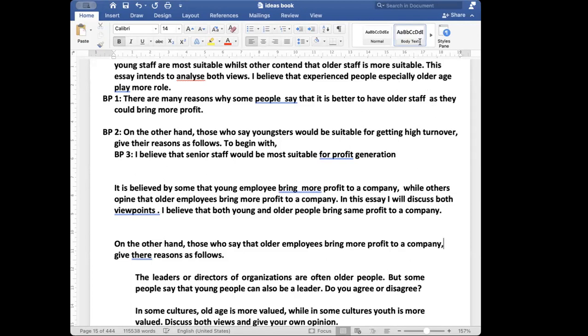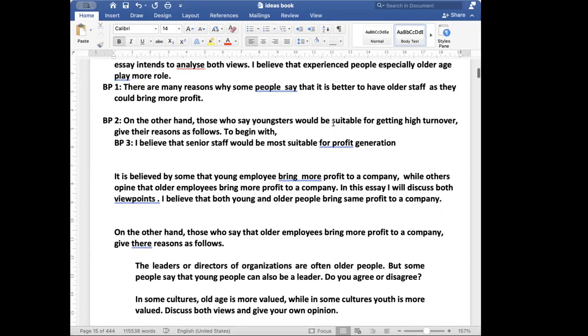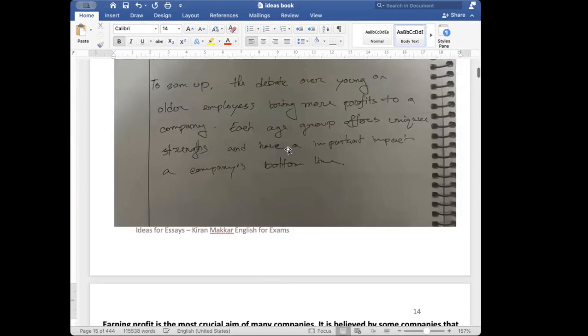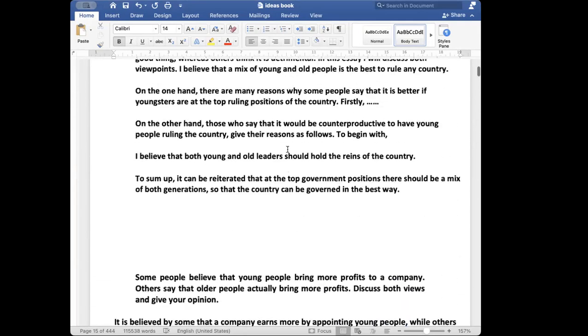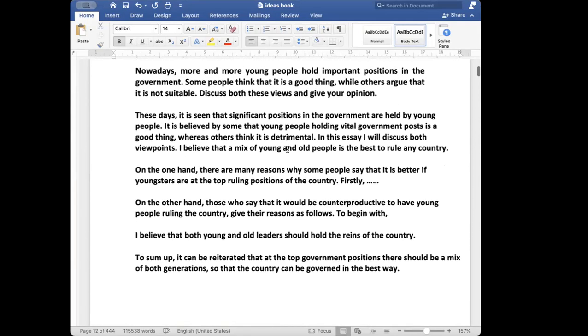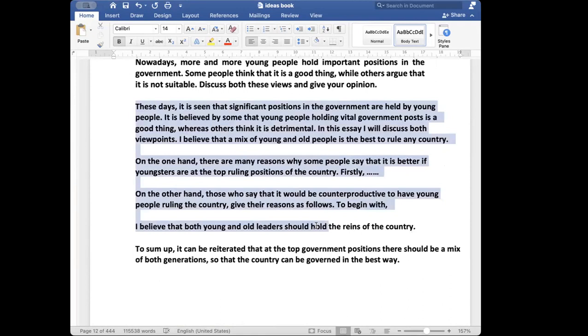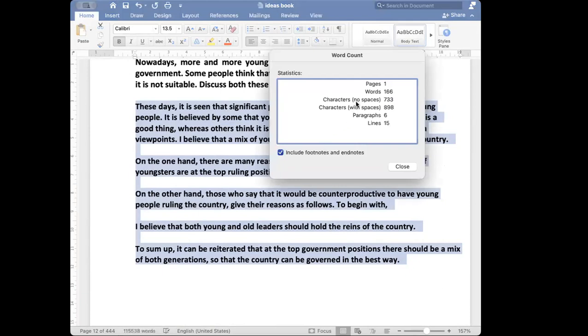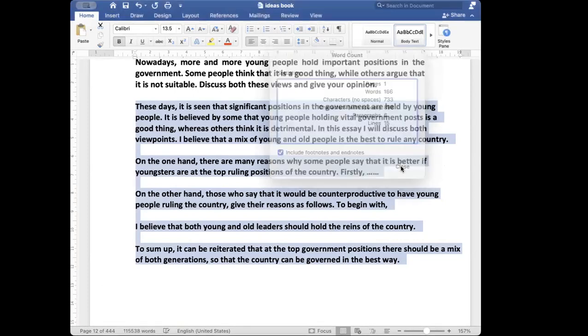So I think you've understood what I've tried to teach today. This is the skeleton of the discuss essay. By writing on your own today, many students have written. You've come to know how you have to handle this essay. And if you learn how to handle the discuss essay that we did right now, this skeleton, it was around 166 words. So almost half the essay is done.